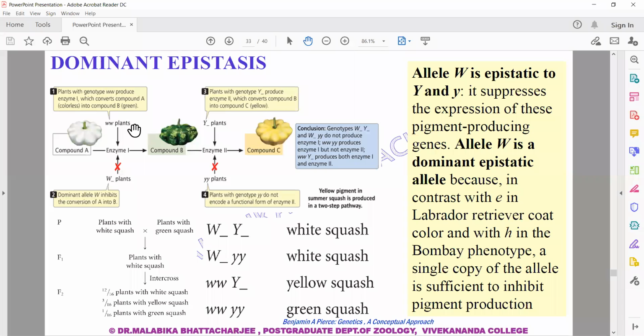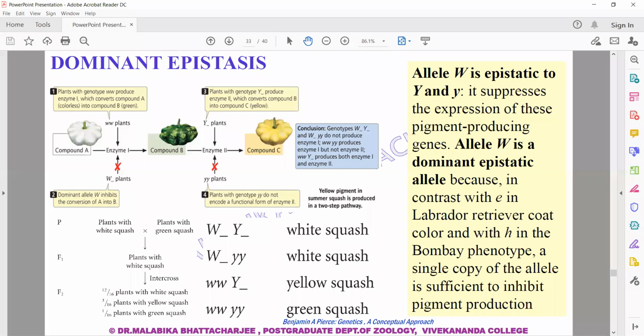But we have ww plants producing enzyme 1, and we get the green color. Now we have small yy. The small yy genotype does not code for the enzyme 2. So in that case, ww plants, enzyme 1 produced, give green squash, and the yy plants cannot produce the enzyme 2. So the plants remain in their intermediate stage, that is the green squash. So you can see if we have a combination of ww and yy, we get green squash.